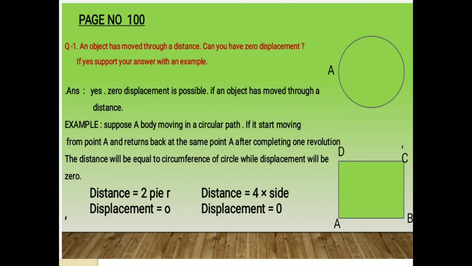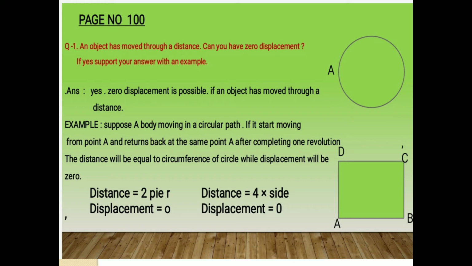Regarding distance and displacement, you may get one question. Listen here, this is the question: an object has moved through a distance. Can it have zero displacement? If yes, support your answer with an example. They're asking, is it possible for displacement to become zero or not? Yes, zero displacement is possible.